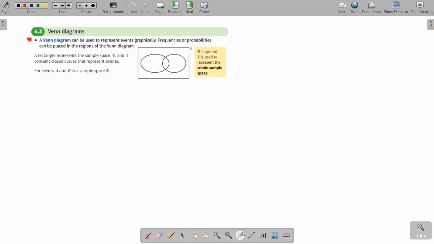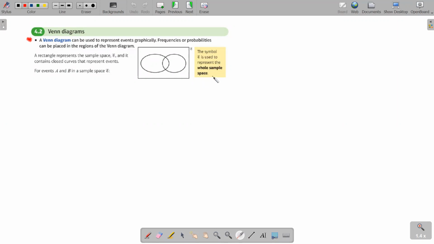So this is how a basic Venn diagram looks, a Venn diagram with two sets. The frequencies or probabilities can be placed in the regions of the Venn diagram. Inside these regions, we will place the frequency or the probability. And I think you might have already seen this particular symbol. This is the universal set. Universal set means this entire set. This symbol is used to represent the whole sample space.